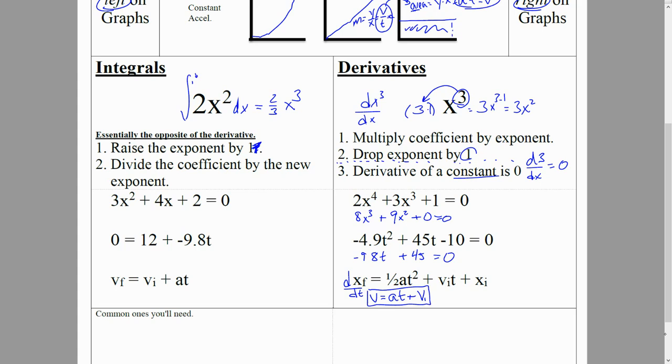When I do that, then I would take this final value and I would do the to value minus the from value. So if I did the 0 to 100, then I would do 2/3 times 100 cubed minus 2/3 times 0 cubed. That's what we would call a definite integral because we're running from something specific to something else that's specific.